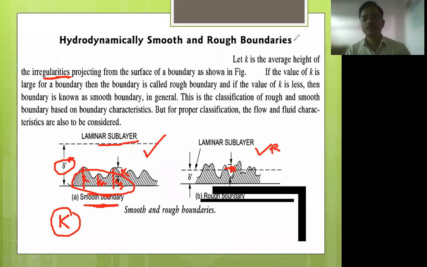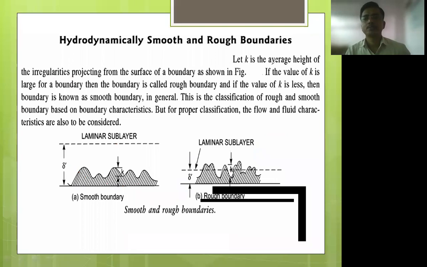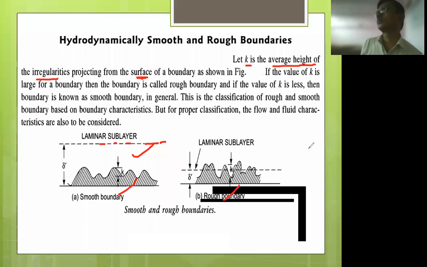Okay, कशावरून ठरवलं आपण ते? It depends upon the value of k, that is the average height of irregularities projecting from the surface, which average height. Okay, if it is less than the laminar sublayer, then this boundary is called as the smooth boundary. If the k is greater than the laminar sublayer, then this boundary is called as the rough boundary. Okay, so draw the diagram in your notebook. Title लिहिल्यानंतर त्याची खाली ती diagram काढायची, smooth and rough boundaries.